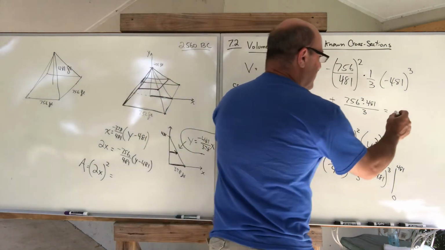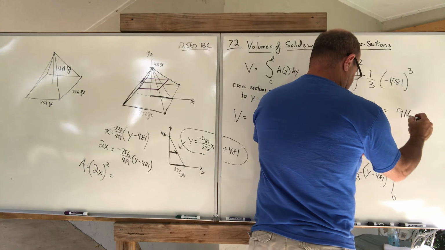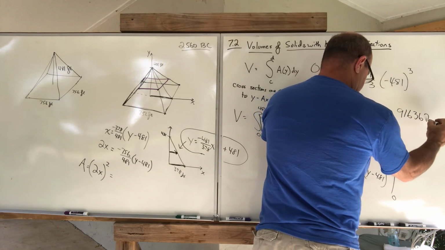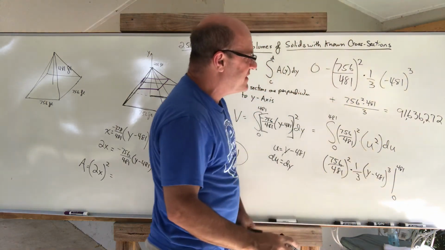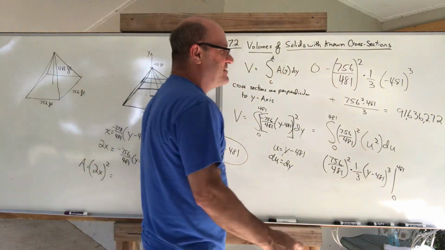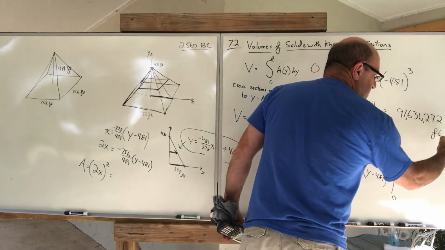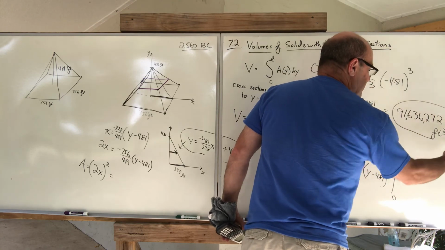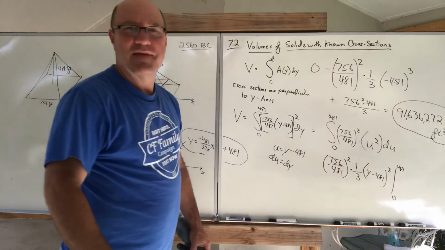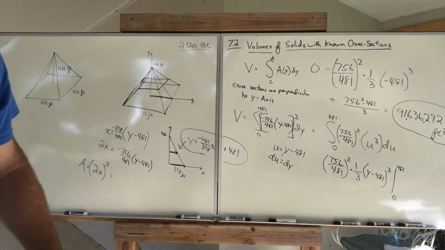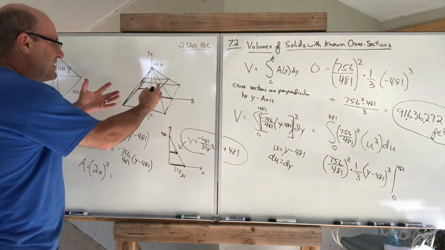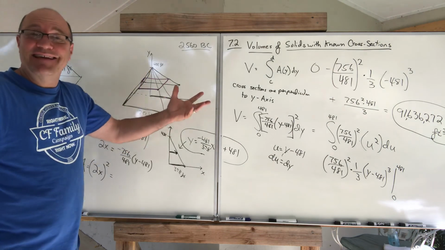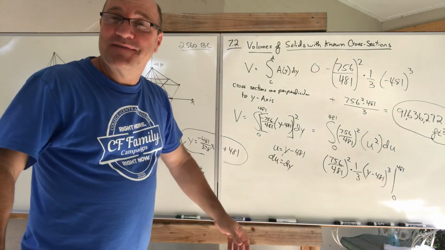Wow. 91,636,272 cubic feet. That is awesome. All right, the volume of the Great Pyramid. And what's inside, only, I don't know, who knows. Thank you.